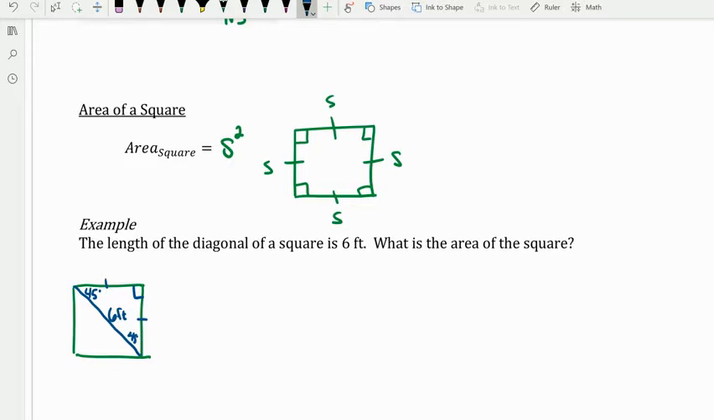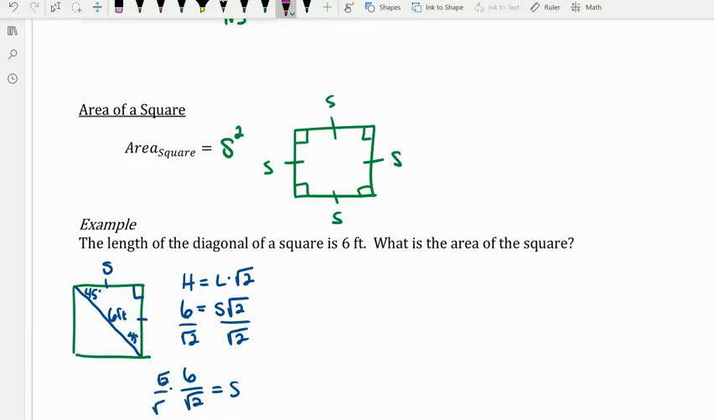The rule for that one says that our hypotenuse is equal to the leg times radical 2. So if our hypotenuse is 6, and I'm trying to find, we'll call this S for our side length, side times radical 2. I can divide by radical 2 on both sides. So we get 6 over radical 2 for our side length. I need to rationalize that. So I'm going to multiply by radical 2 over radical 2.